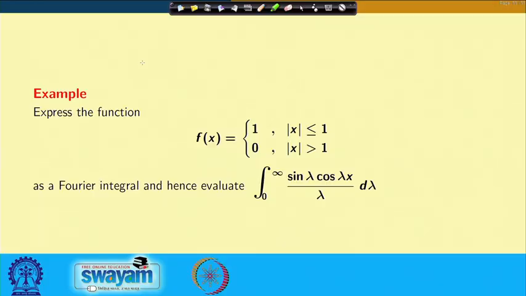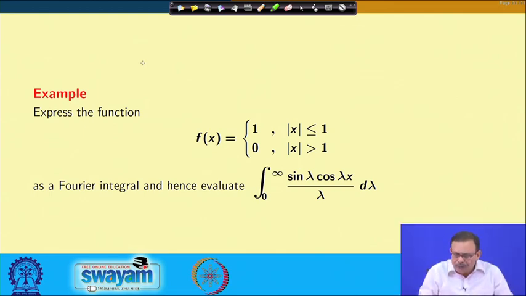Express the function f(x) equals 1 whenever |x| is less than 1, and 0 whenever |x| is greater than 1. We are saying that you express the function as a Fourier integral. That means we have to write f(x) in its Fourier integral representation, where the function appears as an integrand inside the integration sign.